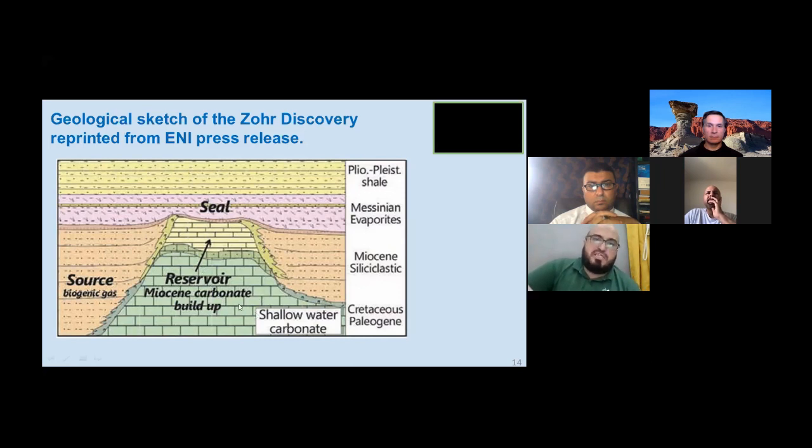Here we see it as a Miocene, but the latest studies done by Eni confirmed that the type of this reservoir is a Cretaceous reservoir. So the most important thing here, the source rock is a Miocene, as we evaluated preliminarily in our Cyrenaican Miocene outcrop.